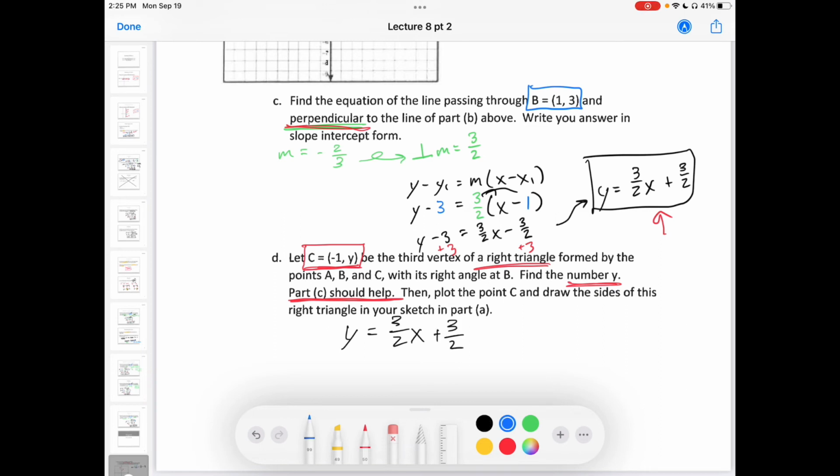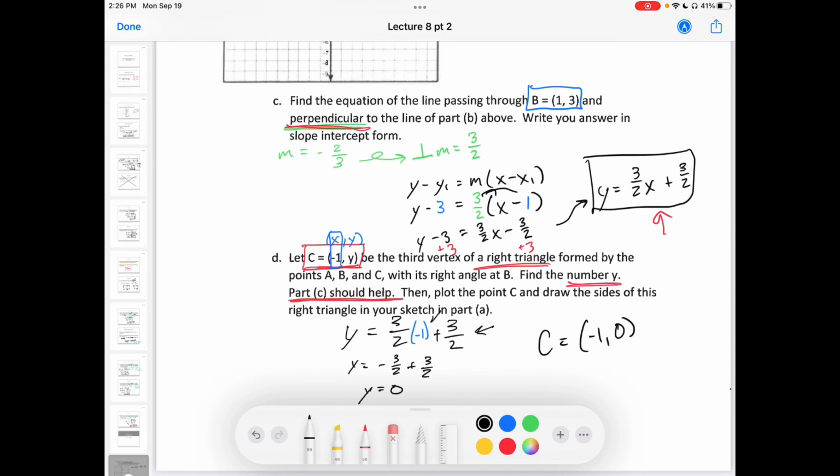So back to that point, C equals -1, y. Points, remember, are in xy form. So what that tells us is our x value is -1. To find my y, I need to plug in that -1 for my x, and then I can just solve this to figure out what the y value is. So that's y equals -3/2 plus 3/2, which gives me that y equals 0. So my point C is going to be -1 for my x and 0 for my y. So I have found the third point of this triangle.